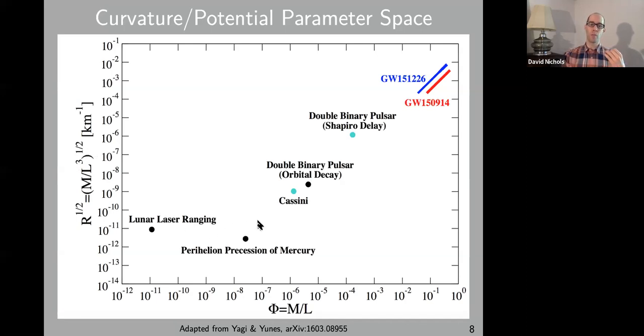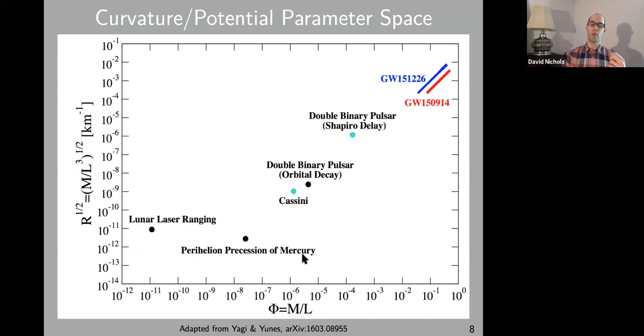So prior to the detection of gravitational waves, Einstein's theory was best probed in the solar system by experiments like lunar laser ranging, very precisely measuring the distance and hence also redshift and so on between the Earth and Moon.